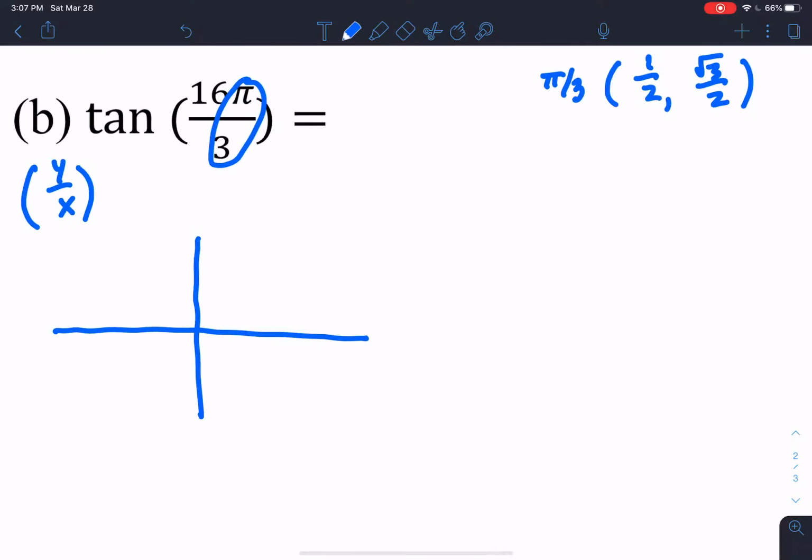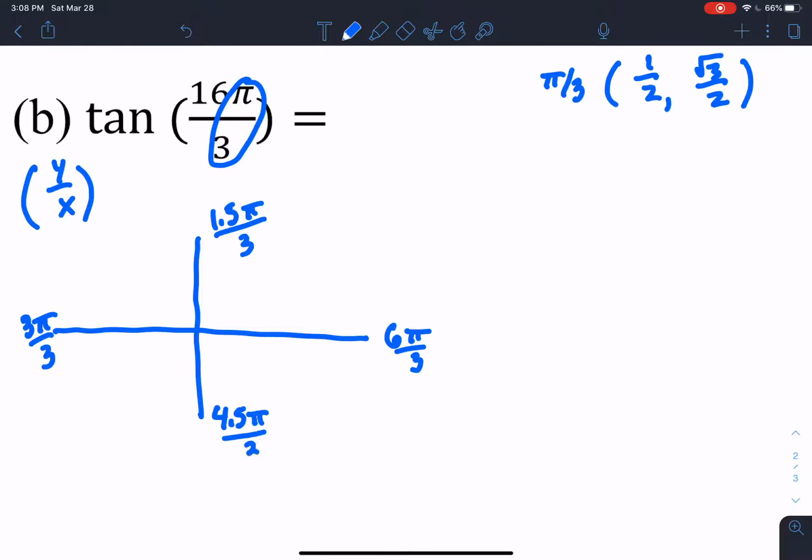Okay, so 2 pi would be 6 pi over 3. Half of that would be 3 pi over 3. Half of that would be 1.5. And then in between would be 4.5. Okay, so if you go around one whole time, that's 6 pi over 3. If you go around again, that's 12, right? So how much is left? After 2 rotations of 12 pi over 3, I'm left with 4 pi over 3.